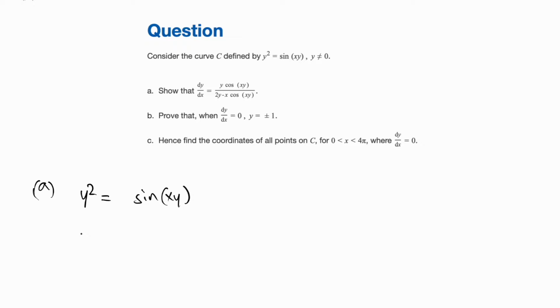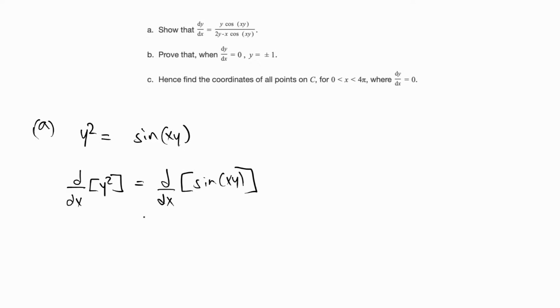So d/dx of y squared is equal to d/dx of sin(xy). We have to differentiate left and differentiate right, so it's an implicit differentiation. On the left it just becomes 2y dy/dx. And then on the right we need to differentiate sin(xy), and this follows a chain rule.